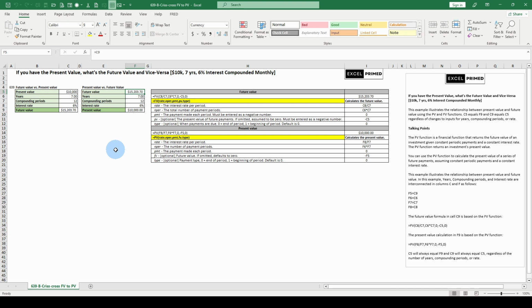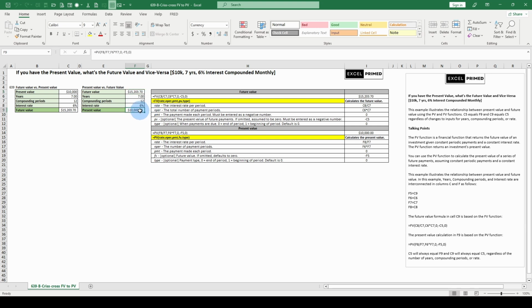If you're somebody that says, I need 15,203 at the end of 7 years, and I demand 6% compounded monthly, what do I need? What does that person have to give me today? And I'm going to charge them 6% interest compounded monthly. The answer will be 10 grand.